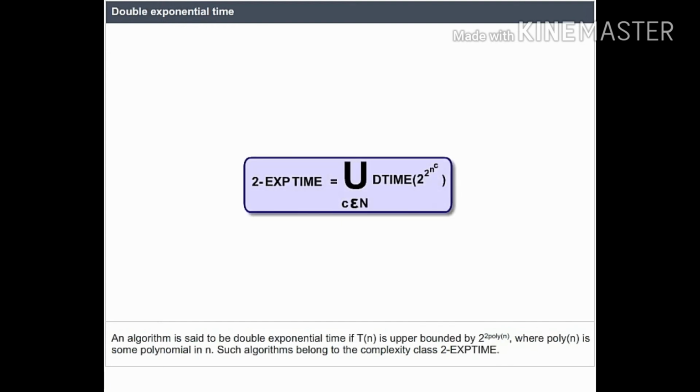Double exponential time. An algorithm is said to be double exponential time if T(n) is upper bounded by 2 to the power of 2 to the power of poly(n), where poly(n) is some polynomial in n. Such algorithms belong to the complexity class 2EXPTIME.